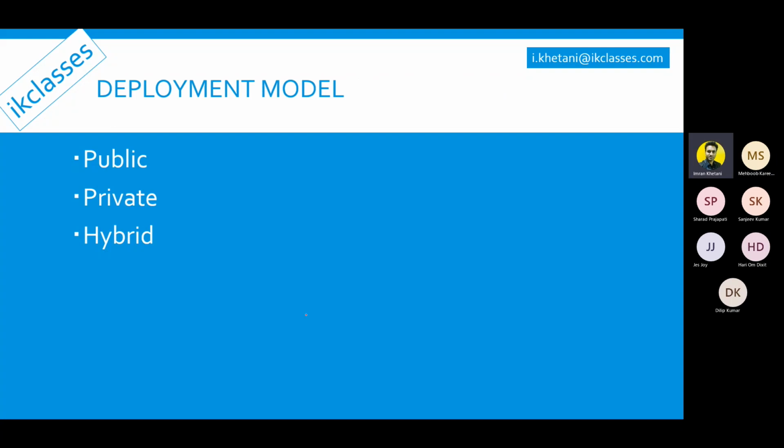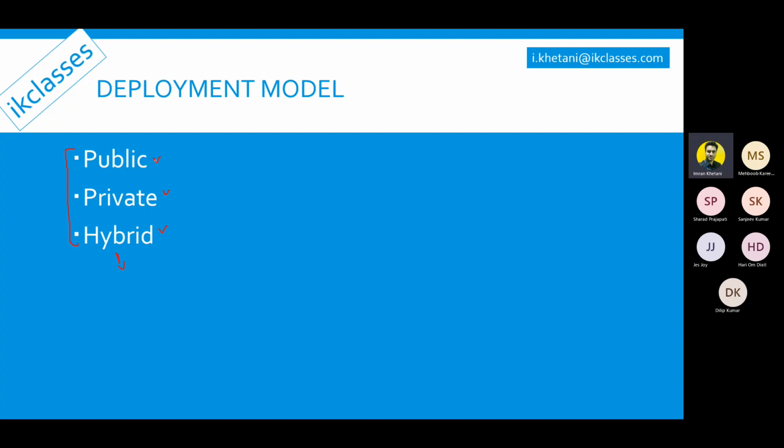After service model, there is deployment model. There are three different deployment models of cloud computing: public cloud, private cloud, and hybrid cloud. Now, hybrid is nothing but the combination of public and private. So let's understand the difference between public and private.